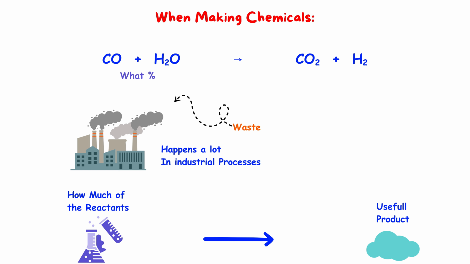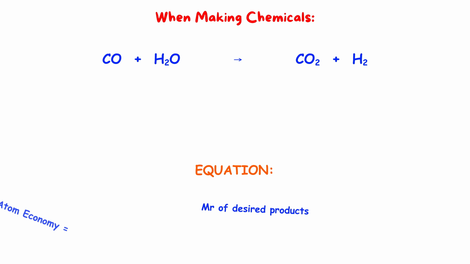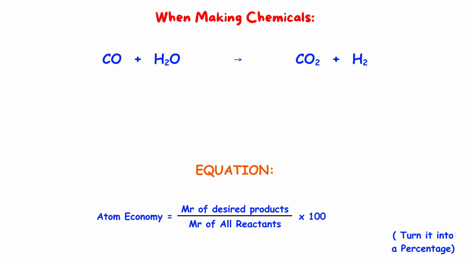The generation of waste products like this is a frequent occurrence in industrial chemical processes, and it is important for companies to have a way to measure and understand exactly how much of the starting materials, also known as reactants, are actually being turned into the desired product. This allows them to gauge efficiency and profitability. This measurement is known as atom economy, and it provides a percentage that shows what proportion of the mass of the reactants is converted into useful products.